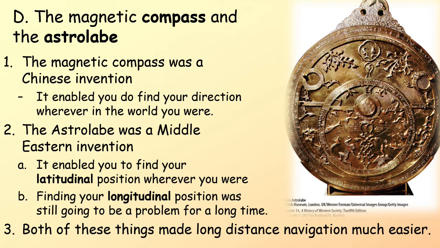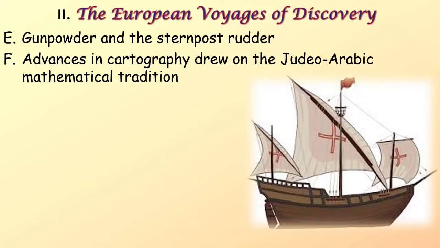Now, finding your longitudinal position, how far east or west you were, that was still going to be a problem for a long time because you couldn't depend on the stars to find that. But both of these things, the compass and the Astrolabe, made long-distance navigation much easier. Gunpowder and the stern-post rudder, advances in cartography, drew on the Judeo-Arabic mathematical tradition.